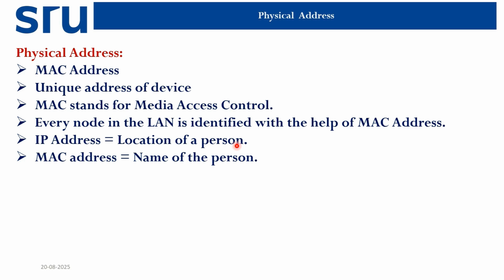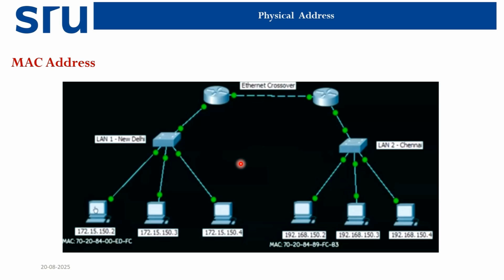So IP addresses are like the location of the person. Wherever the person goes, his location gets changed. But MAC addresses are like the name of the person. Wherever he goes, his location may change, but his name will not change. So that is the main difference between IP and MAC address. In this example, we have many end devices and intermediate devices. Suppose this computer wants to send some data to this computer. This communication happens with the help of the IP address as well as the MAC address.